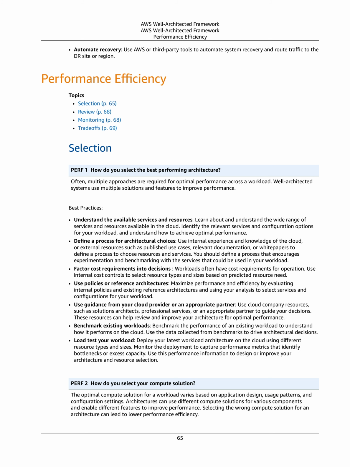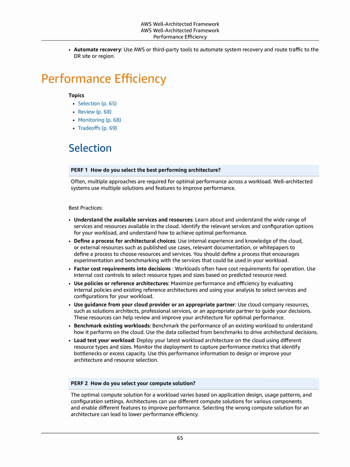Performance efficiency, selection. PERF 1: How do you select the best performing architecture? Often, multiple approaches are required for optimal performance across a workload. Well-architected systems use multiple solutions and features to improve performance. Best practices. Understand the available services and resources. Learn about and understand the wide range of services and resources available in the cloud. Identify the relevant services and configuration options for your workload, and understand how to achieve optimal performance.